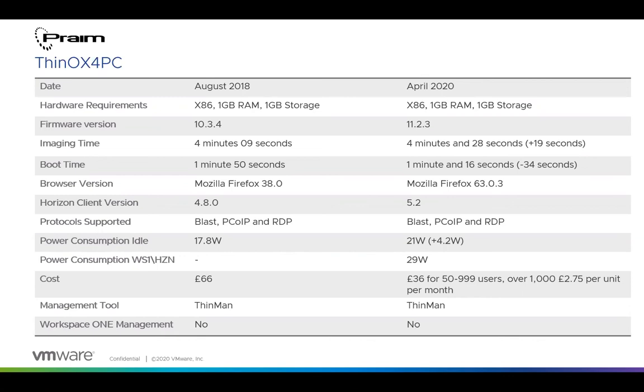Next up, we have Praim. So there was a slight increase in the required imaging time, up 19 seconds, but boot time had a fairly significant improvement of 34 seconds. Power consumption when idle was up slightly, and power consumption when Workspace ONE and Horizon workload was running came in at 29 watts. Now, the reason why this wasn't recorded previously was due to a bug in the Praim client we tested in 2018, which meant that particular test couldn't be measured.